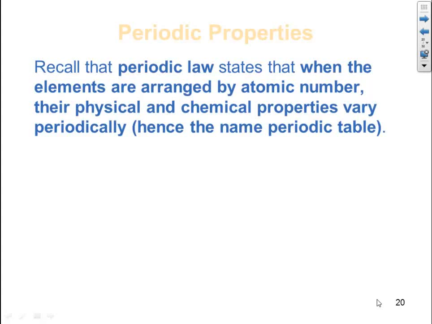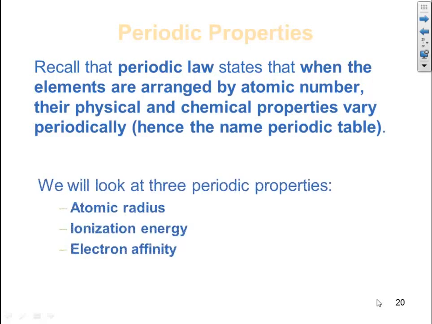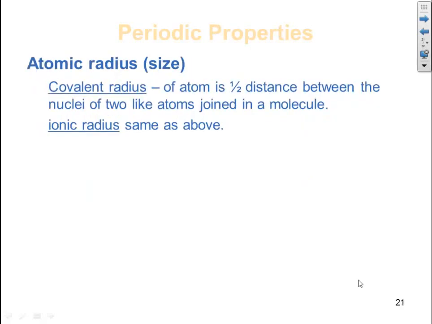Recall that periodic law states that when the elements are arranged by atomic number, their physical and chemical properties vary periodically, hence the name periodic table. We'll look at three periodic properties: atomic radius, ionization energy, and electron affinity. Look at atomic radius first.